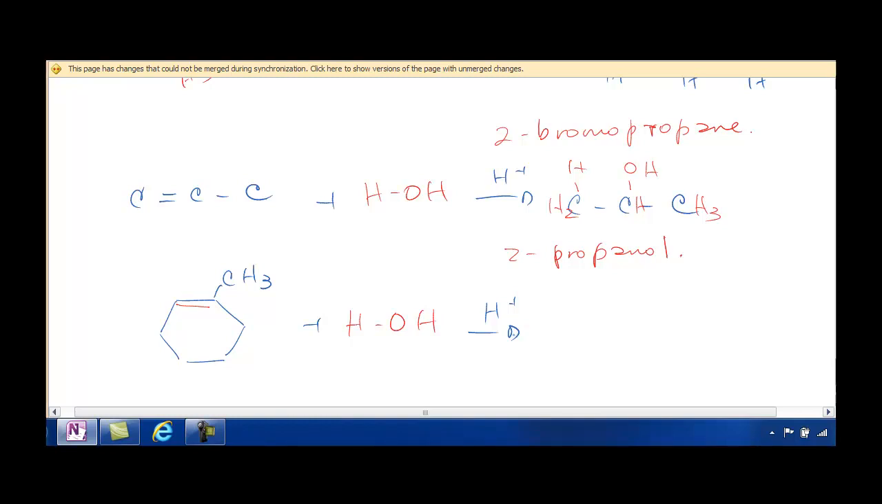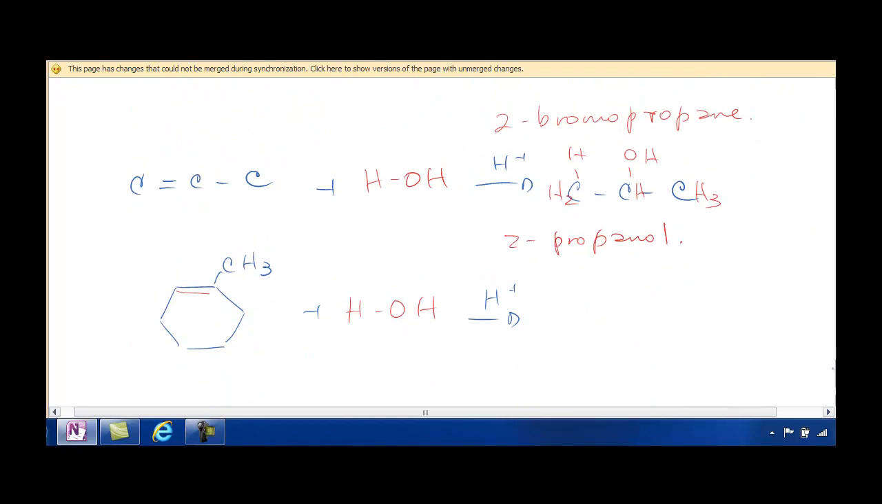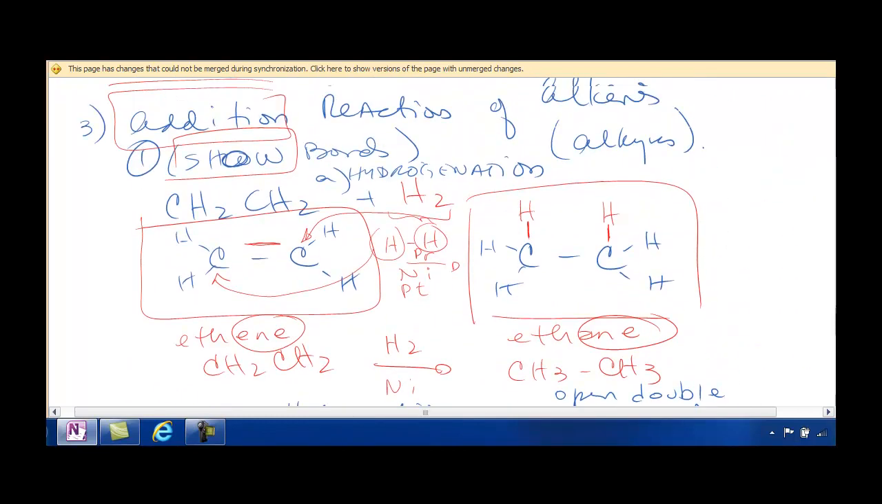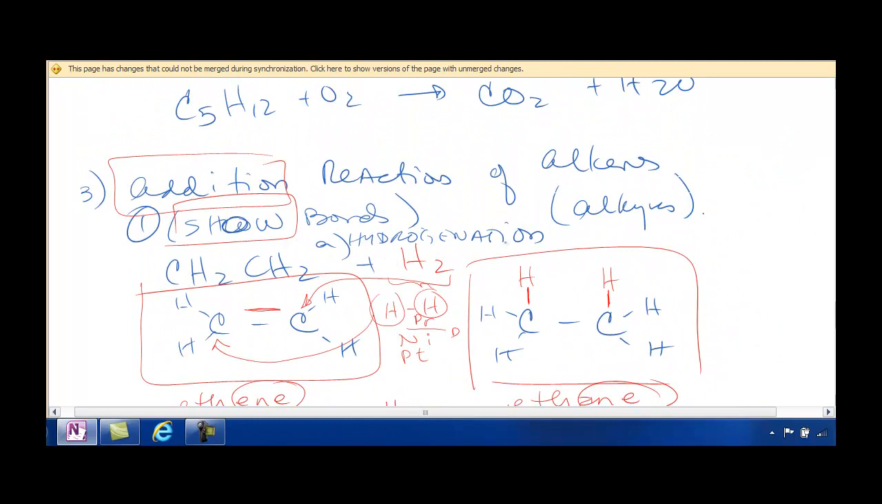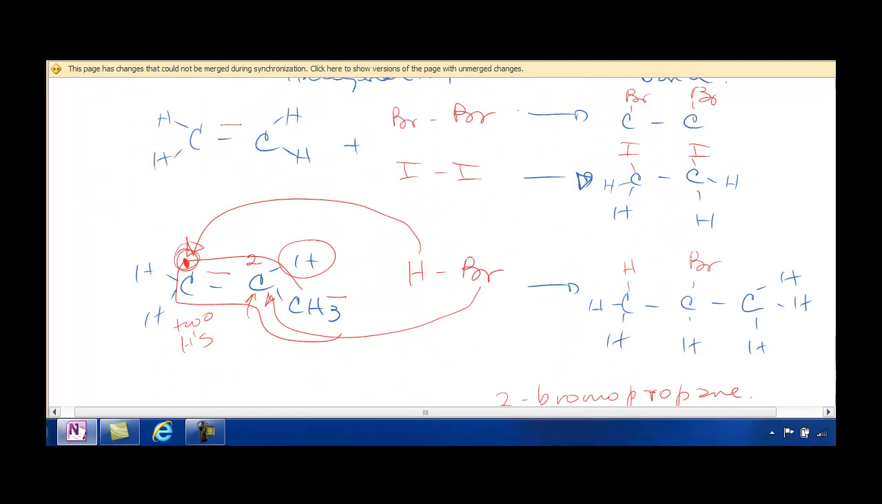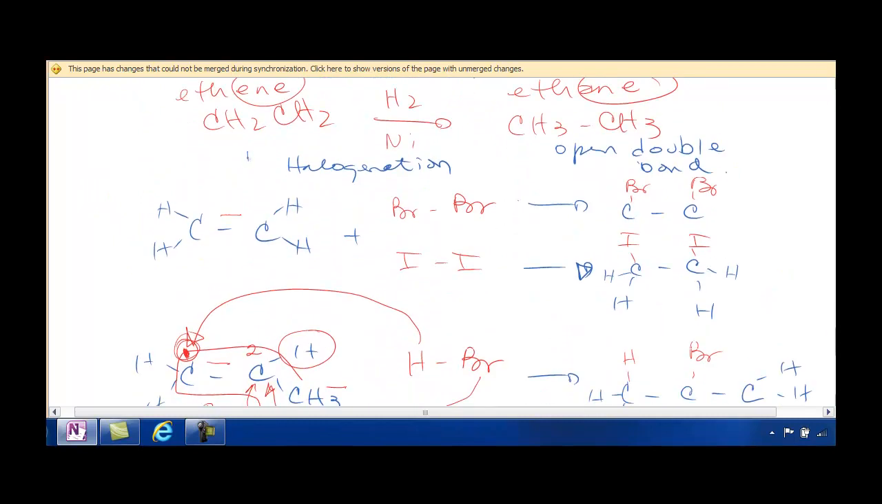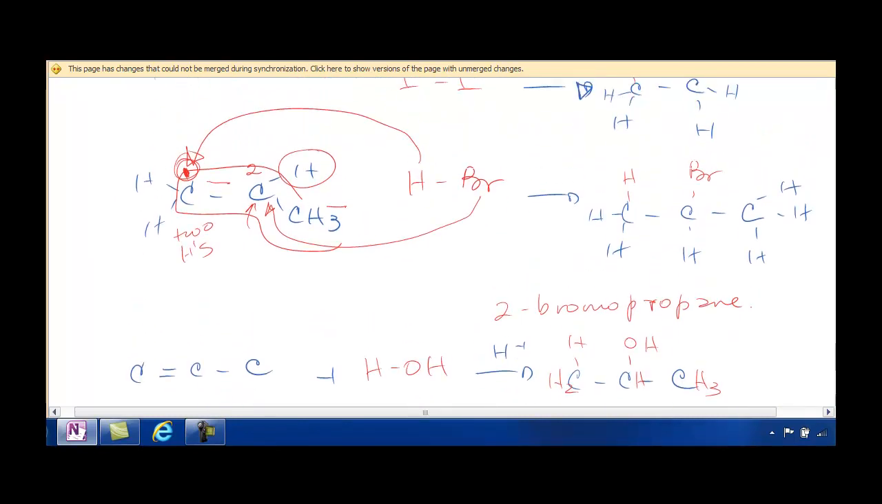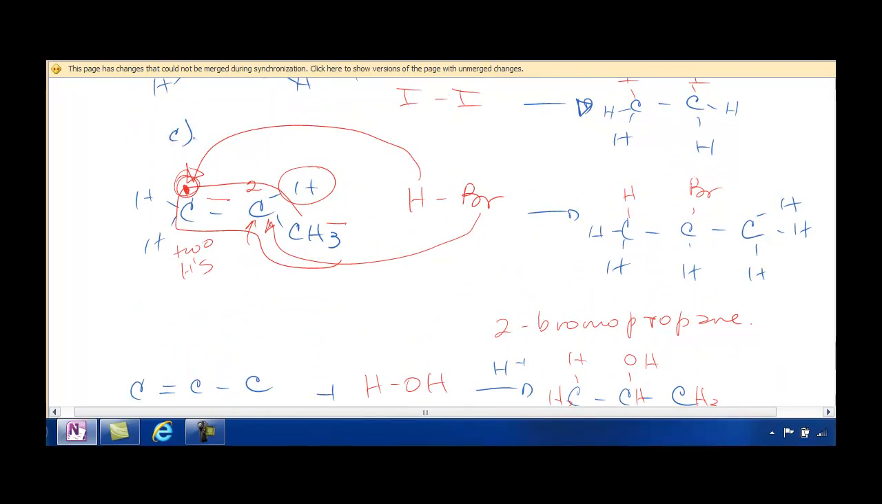Okay, so this is still an addition reaction, but now I'm adding water, so let me label. A was hydrogenation, yes, when you're adding hydrogen. B was halogenation, when you're adding a halogen. C was hydrohalogenation, and we said it, but we didn't write it. Hydrohalogenation, because you're adding what? A hydrogen and a halogen. And the carbon with the most hydrogens gets the hydrogen. Hydrogens are very friendly, so they mingle. And the carbon in the double bond with the least hydrogens gets whatever else, the bromo or the OH.